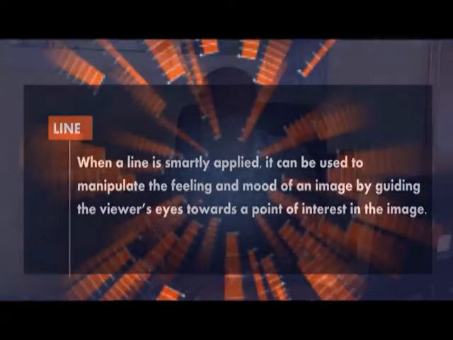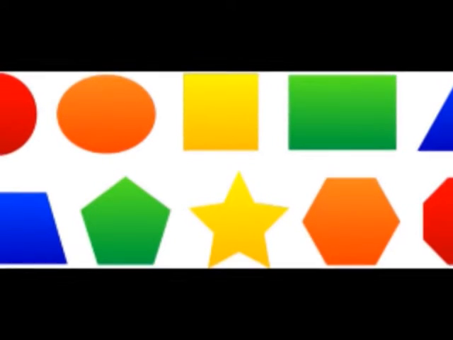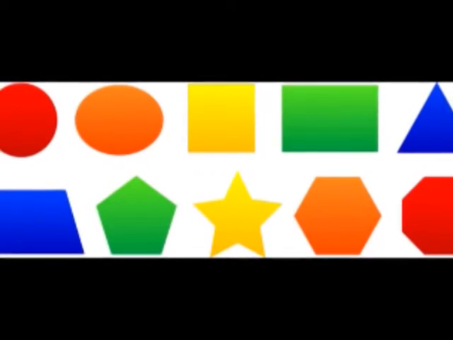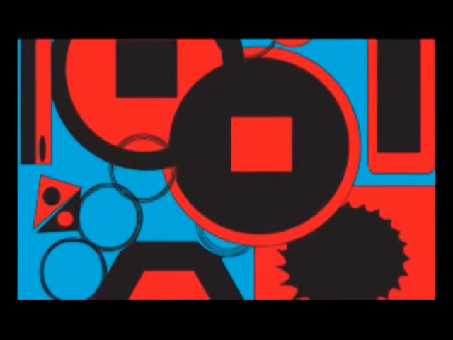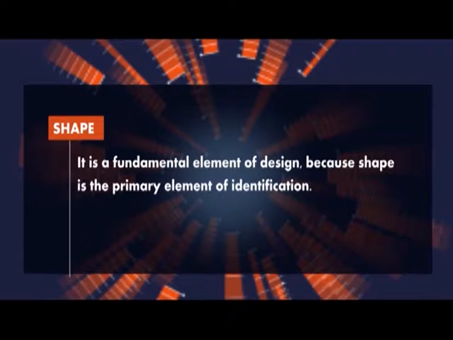Secondly, a shape can be described as an area which is contained within an implied line or is perceived and acknowledged because of color or value changes. Shapes have two dimensions, that is length and width. It can be geometric or freeform. It is a fundamental element of design because shape is the primary element of identification.